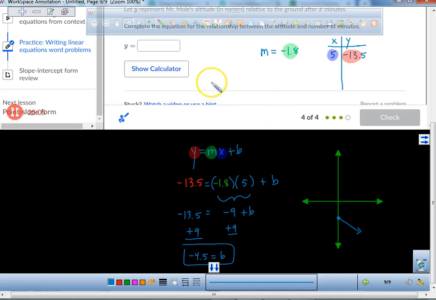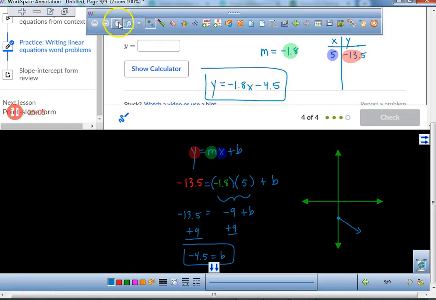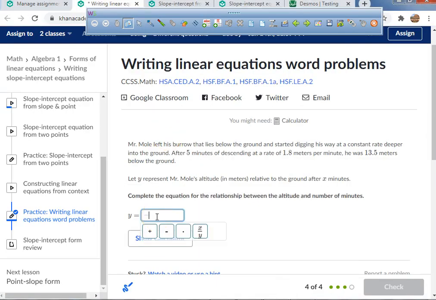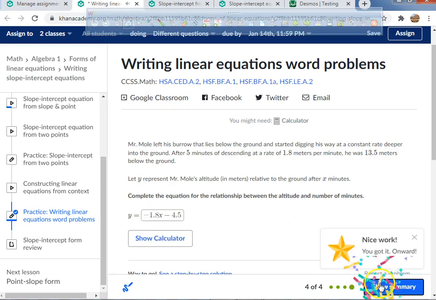So my answer that I'm going to write in the Khan Academy is y equals negative 1.8x minus 4.5. That's my slope, and that's my y-intercept. So I'll go ahead and write that in now. Negative 1.8x minus 4.5. Sure I typed it in. There we go. All right, this takes a little bit more time and effort.